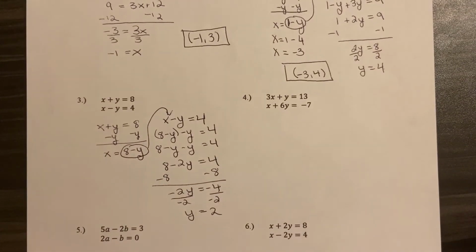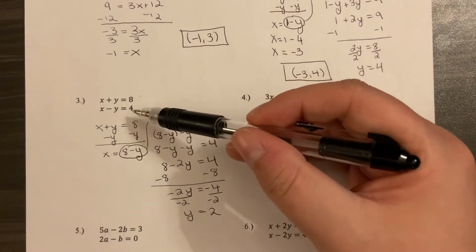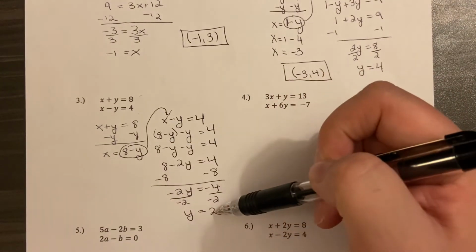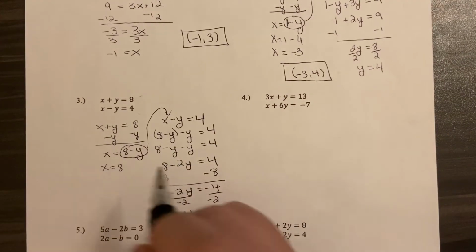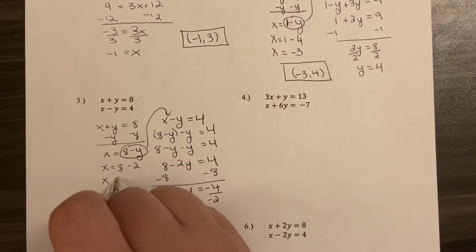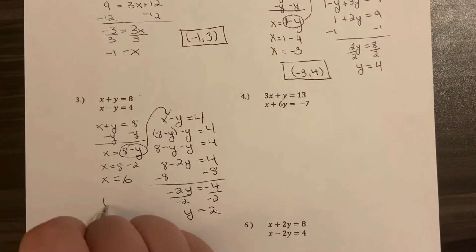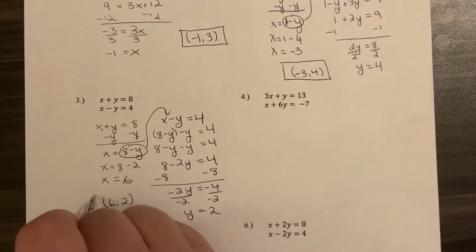So now that I have y is 2, again, pick this equation, this one, or that one to sub y is 2 again. I think this one's kind of the easier looking one. So 8 minus 2 would just give me 6. So my solution is 6, 2.